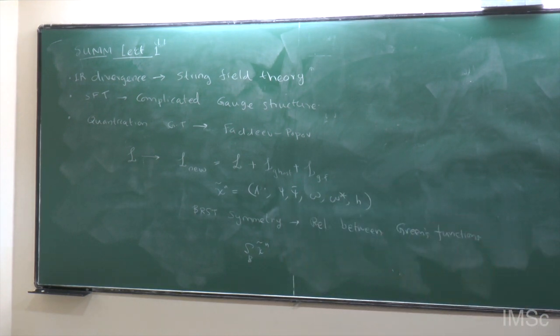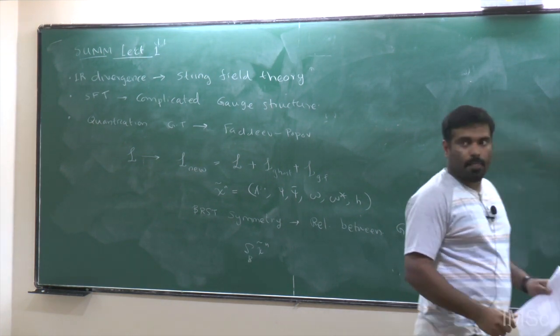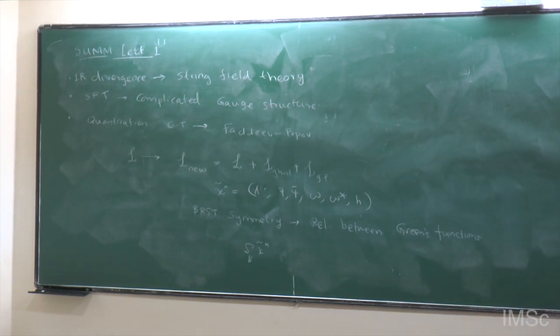So what was the generating function? The generating function was obtained after introducing a source for each field in your theory, including auxiliary fields. So we had a generating function given by a path integral over dA mu, d psi bar, d omega bar, dh. Then we have the action, so you have the new Lagrangian plus a source term.